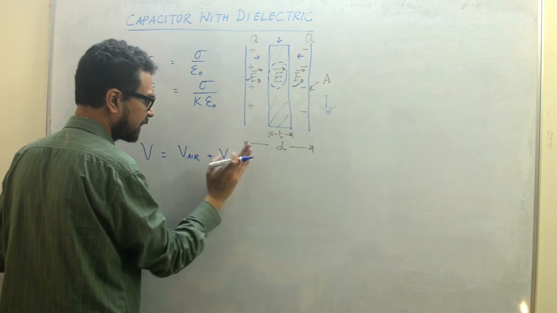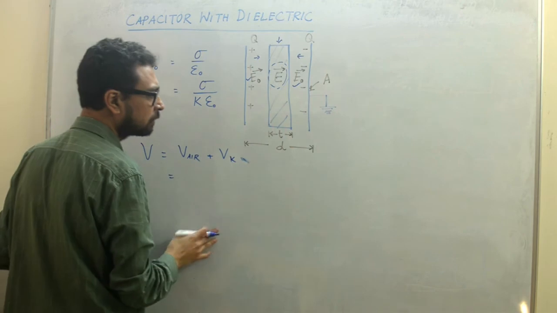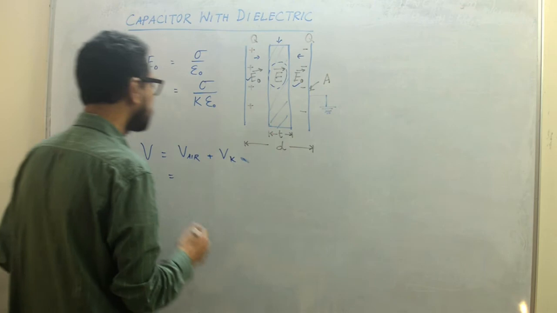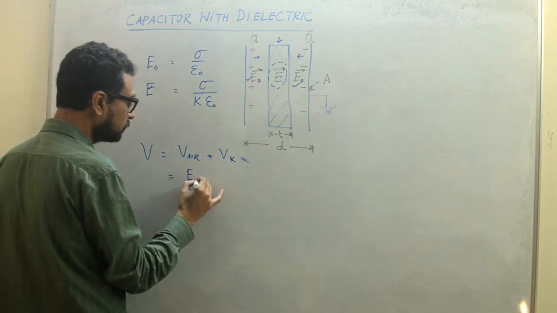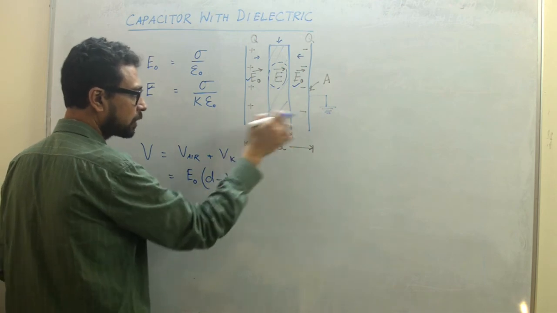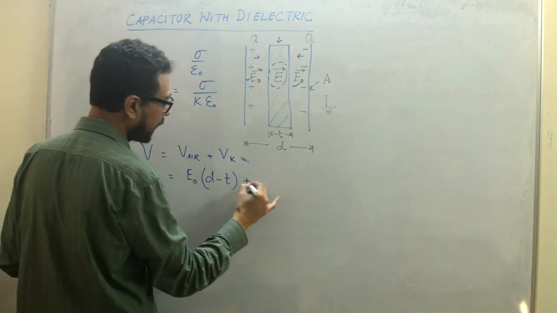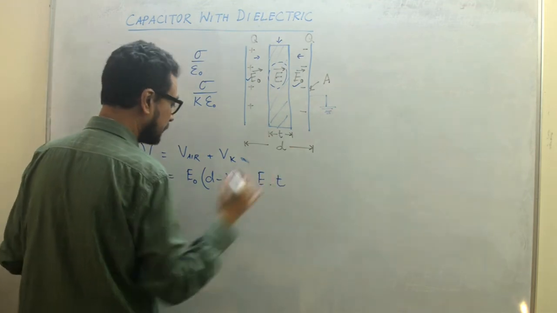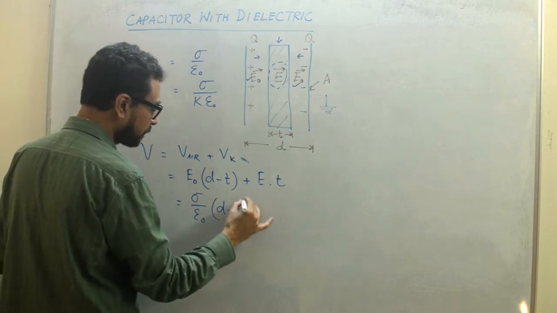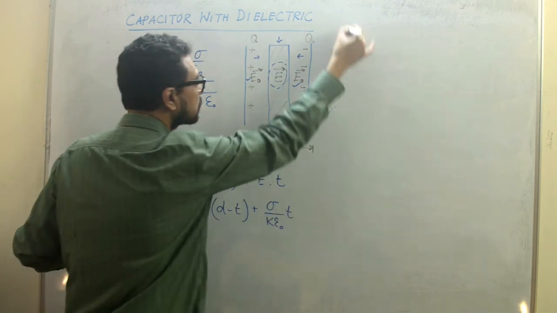Okay, let us write K. So what is air? How much separation is there? D minus T. So potential equals the integral of E dr, we know. So here it will be E naught times D minus T, because this is the total space; the air separation is D minus T. And for the dielectric, it is E into T. Great. So sigma by epsilon naught times D minus T plus sigma by K epsilon naught into T. This is what we have got.